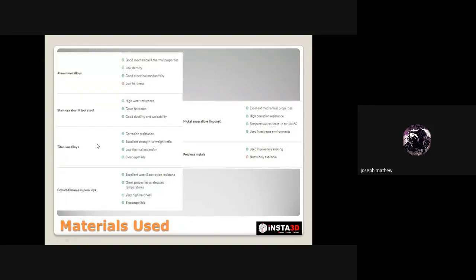There are many materials which are being used in SLM or DMLS 3D printers. These are the materials used: aluminum alloys, stainless steel or tool steel, titanium, cobalt chromium superalloys, nickel superalloy, and precious metals such as gold and silver can also be used in this metal 3D printer. And you can see there are various alloys used in a metal 3D printer. So only these alloys can be 3D printed using the DMLS technique and not in a SLM 3D printer. SLM 3D printer can only process a single homogeneous material which has a single melting point.